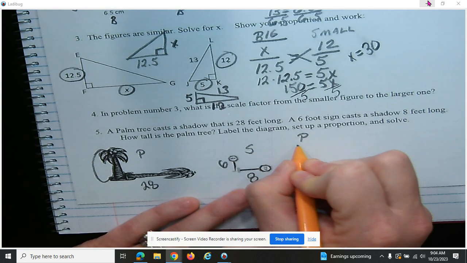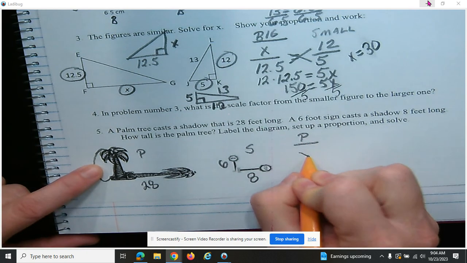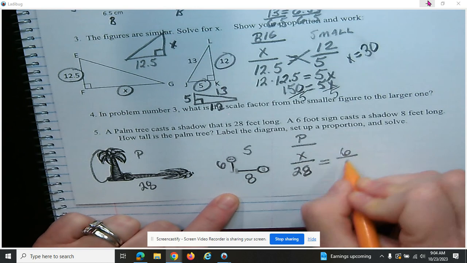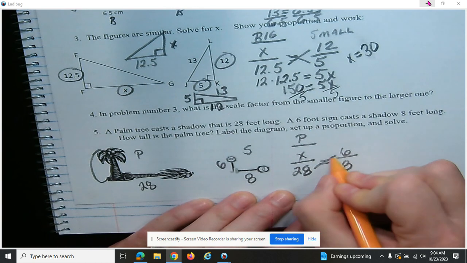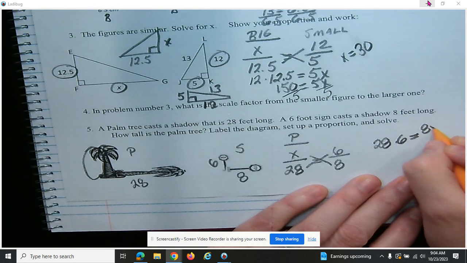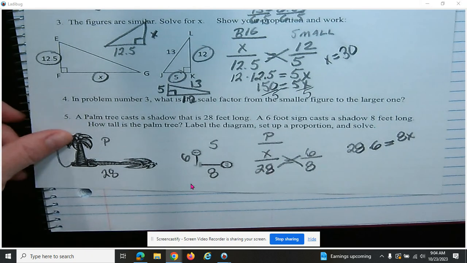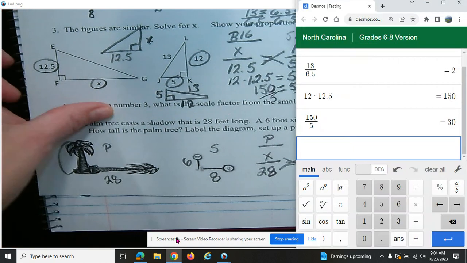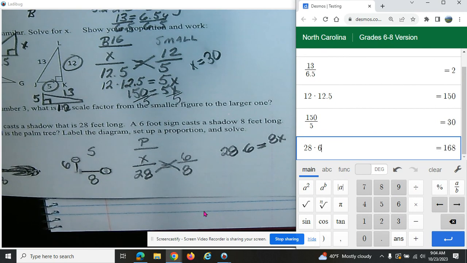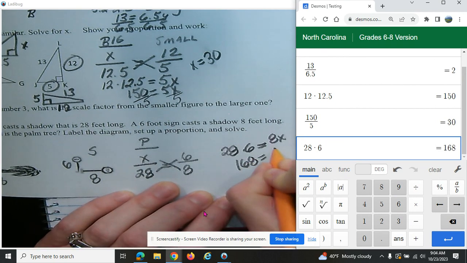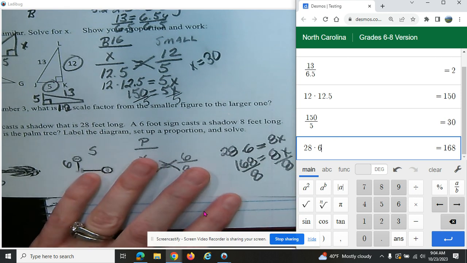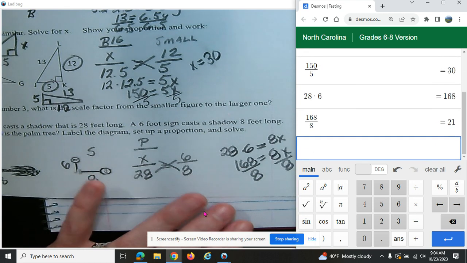I'm going to say my palm tree. I don't know my side, but I know my base. For my sign, I know my side and I know my base. I'm going to cross multiply. 28 times 6 equals 8x. I'm going to put that in the calculator. 28 times 6 is 168. I've got to divide by 8, and I'm going to get 21.